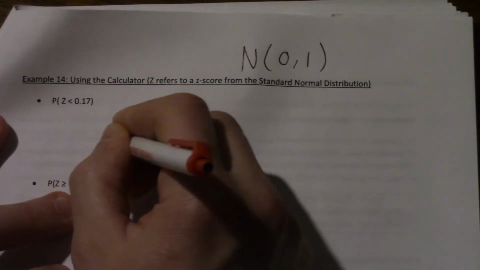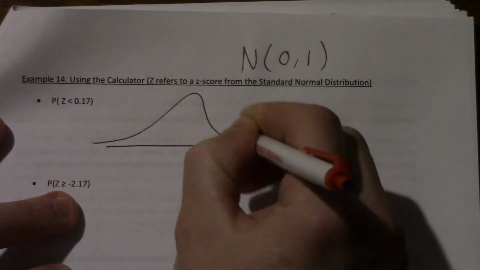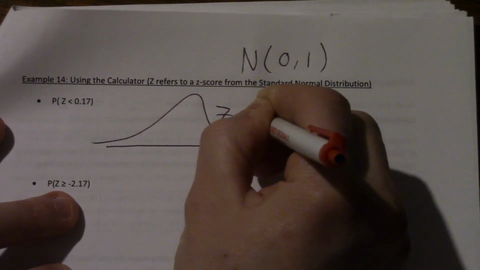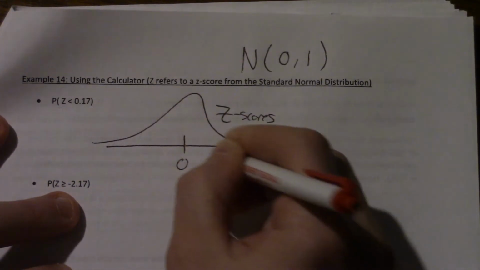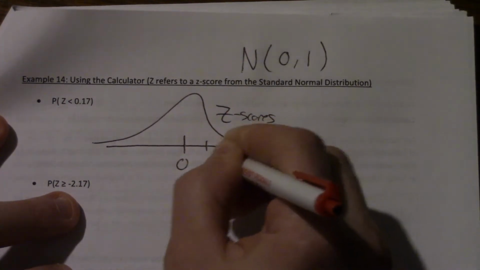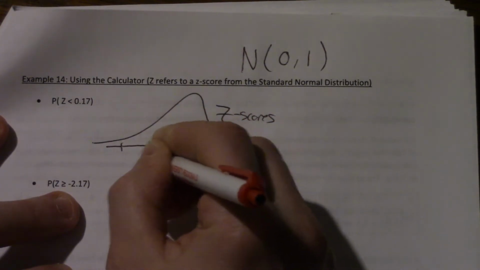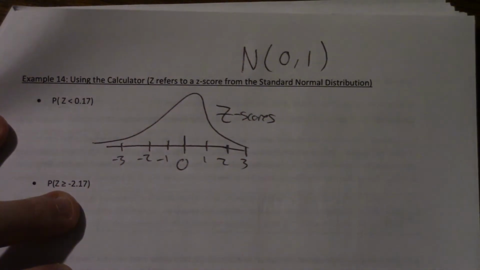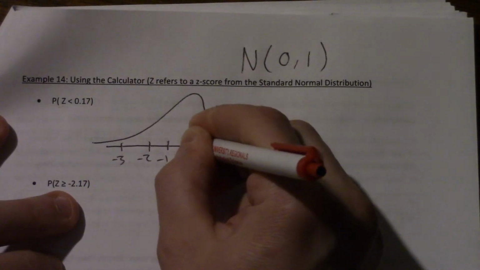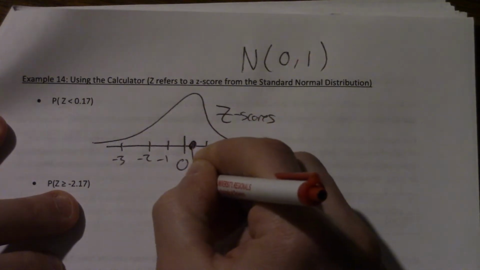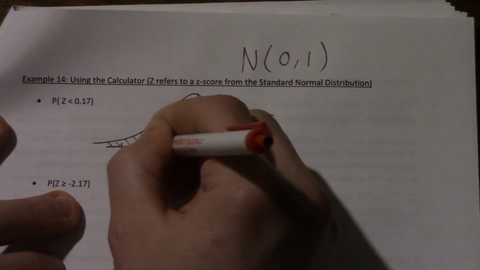So let's sketch that out. We have a normal distribution. These are for z-scores. And this one's pretty easy to draw. The mean is 0, and the standard deviation is 1. So we go up 1, 2, 3. We go down -1, -2, -3. And we want to be less than 0.17. So there's 0.17. We want to be less.